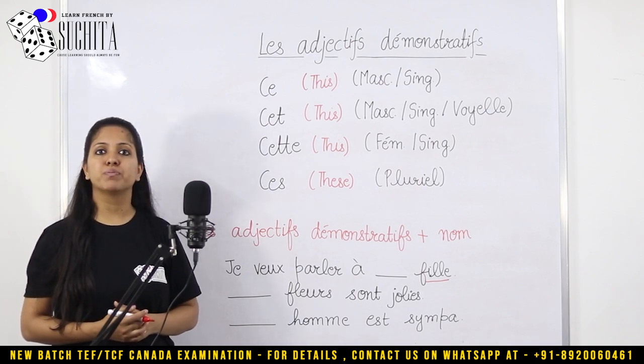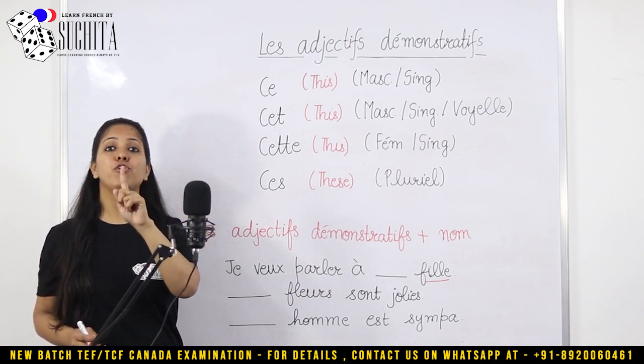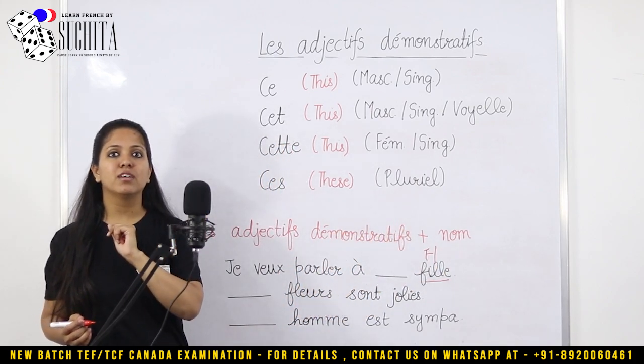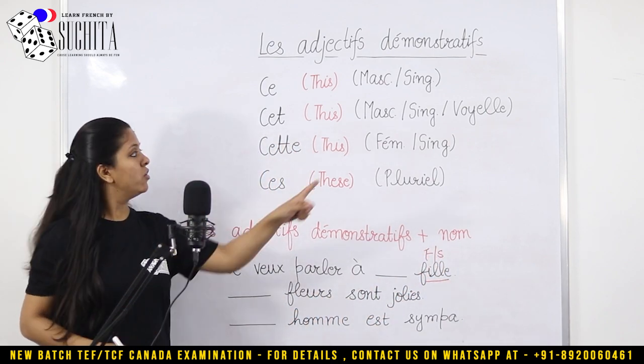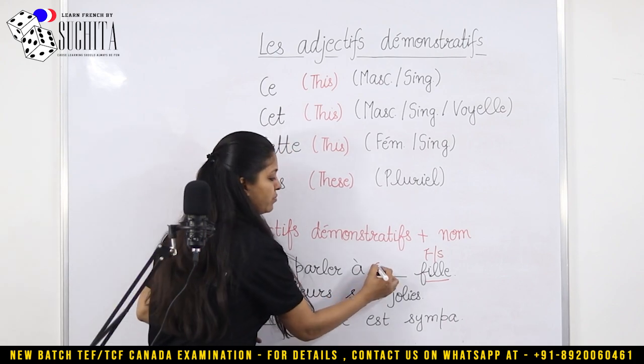Look at the word fille. Masculin ou féminin? Un fille, une fille. Là, c'est une fille, féminin. Singulier ou pluriel? That's singulier. Une fille. Féminin, singulier, you're going to use cette.